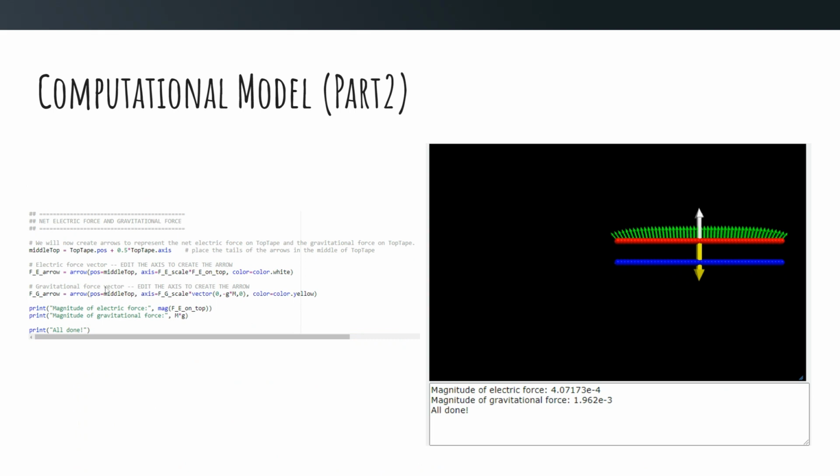On the left, this code was written to have arrows represent the forces on the right. And on the right, the green arrows represent the electric field felt by the top tape due to the second tape, or the bottom tape. The white arrow is the net electric field force, and the yellow arrow is the gravitational force. In this case, our electric force was a little smaller than the gravitational force, and this could have been due to errors throughout the experiment.